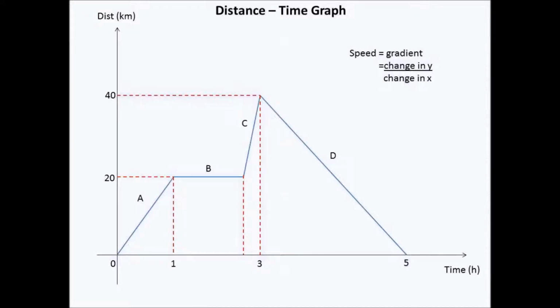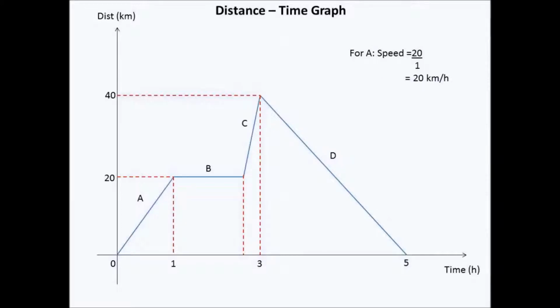Okay, so for distance time graph, the first thing we are very interested to know would be the speed. Look at the slides over here. Speed is equals to gradient. So in short, if we are going to find the speed for, let's say, region A, we are just required to find the change in the y divided by the change in the x.